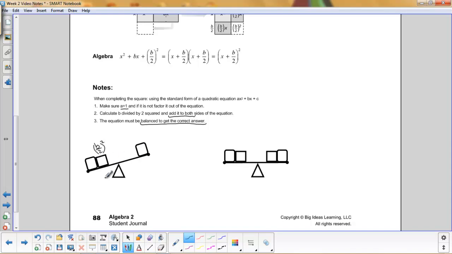This is an example of a balanced equation because I added the value of b divided by 2 squared to both sides of the equation. An equation which is out of balance will always give you an incorrect answer. So please remember that when you're balancing an equation, you're adding whatever you added to the left side of the equation also to the right side of the equation as well. We'll have some examples that you can look through and start to understand how this is going to work moving forward from here.